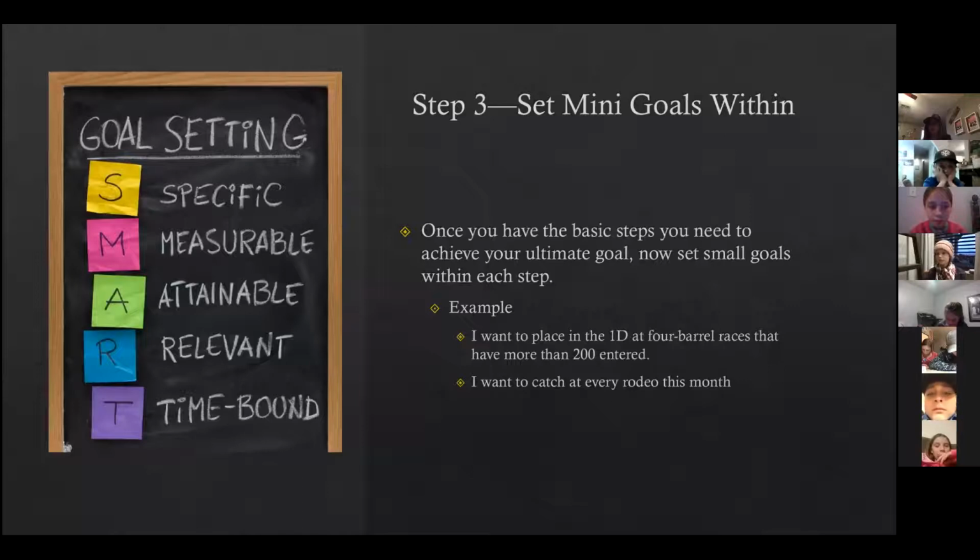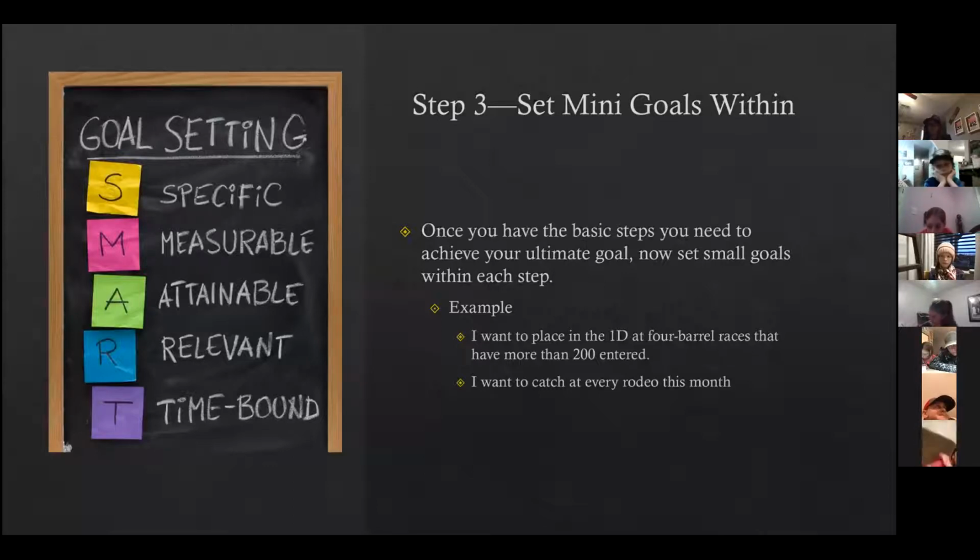Same with the breakaway. Say you want to make the high school finals. That's your goal. You want to look at, okay, this month at the high school rodeos, I want to catch every calf that I rope. Because in breakaways, a lot of people don't catch multiple times. They hit and then miss, and hit and miss. If you can be consistent at catching, you know you're ready to go on to that next goal.